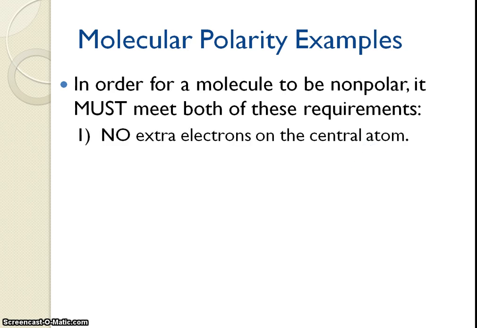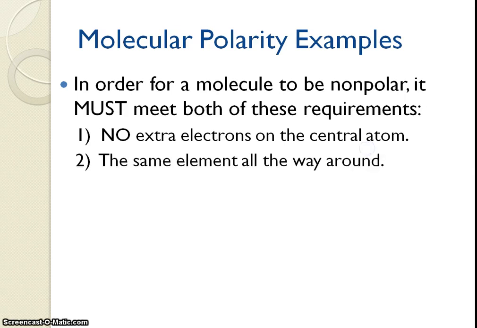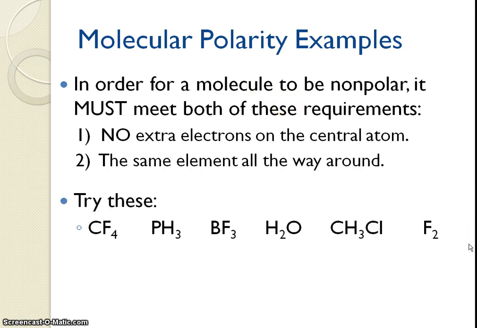The first one is that you cannot have extra electrons on the central atom. And to be a central atom, it has to have two other things bonded to it. The other is that you have to have the same type of element all the way around the outside of the molecule. So what I want you to do is pause this video for a minute and go ahead and sketch out the Lewis dot diagrams for all 6 of these molecules. Do that now and then we'll talk about it.